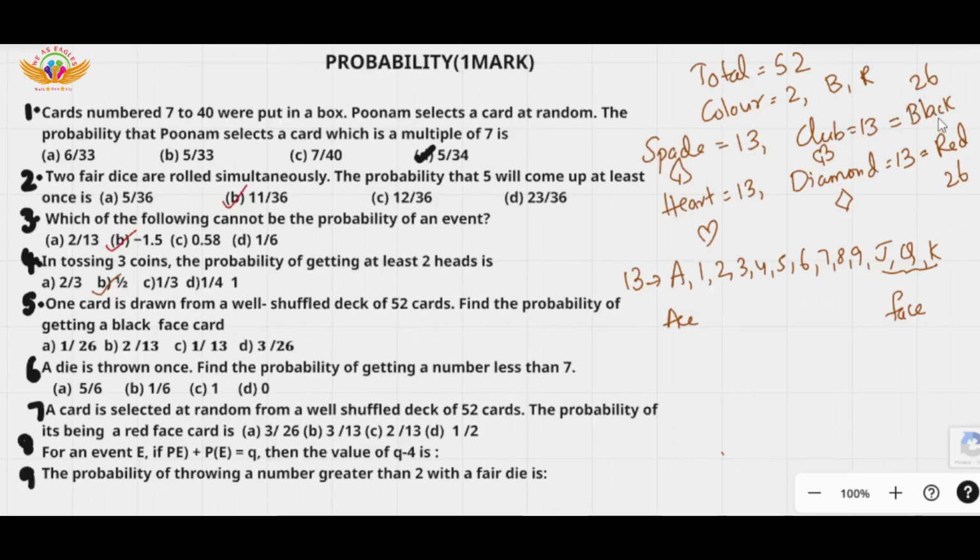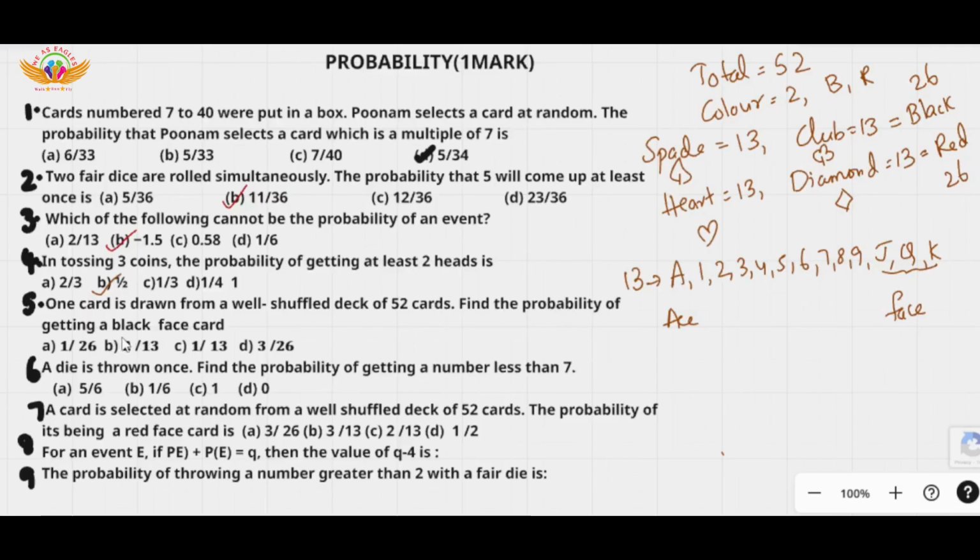In black, there will be only 2 shapes, the spade and club. Those 2 shapes belong to black. The other 2 shapes, heart and diamond, belong to red. Okay, remember this. And in each 13 we also have Ace, Jack, Queen, King. This Jack, Queen, King, we call them face cards. Done. So let us see what the question is.